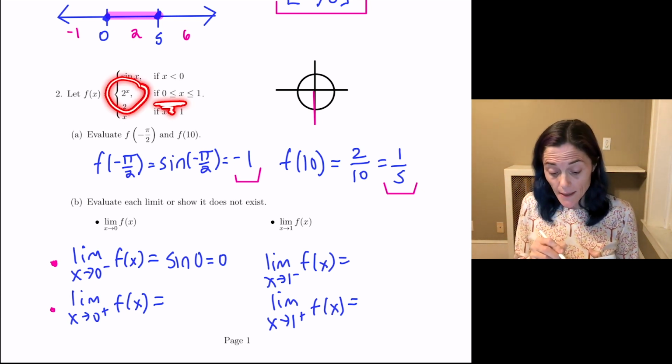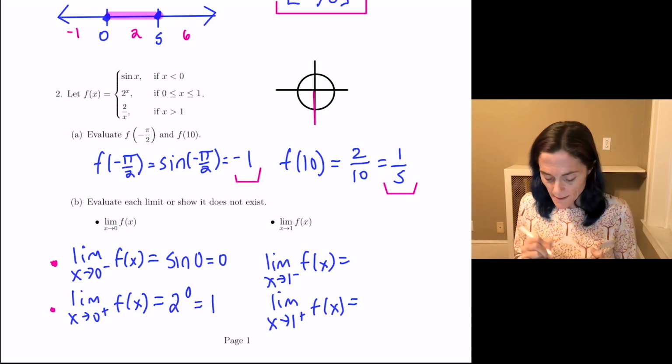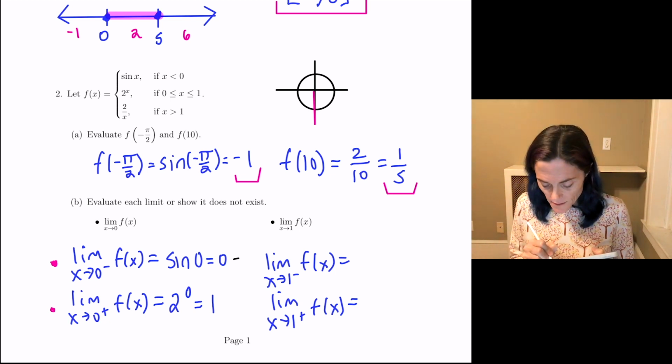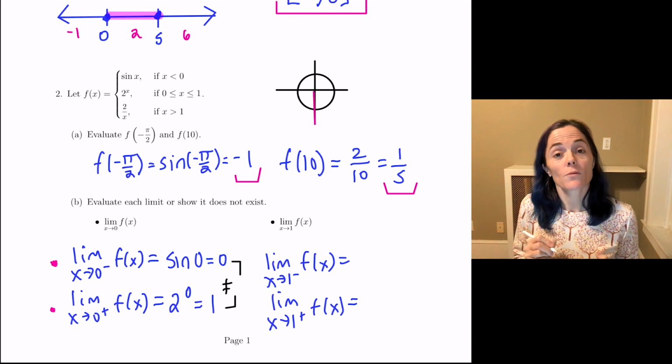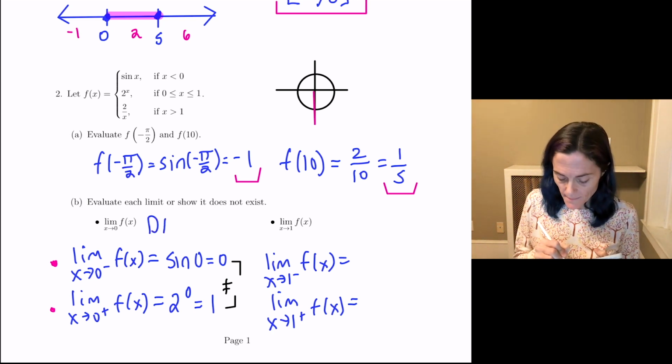Okay, the limit from the right, we use values bigger than 0, but approaching. So we evaluate here. This would be 2 to the 0, which is 1. Now, the limit from the left is not equal to the limit from the right. So at 0, the overall limit does not exist.